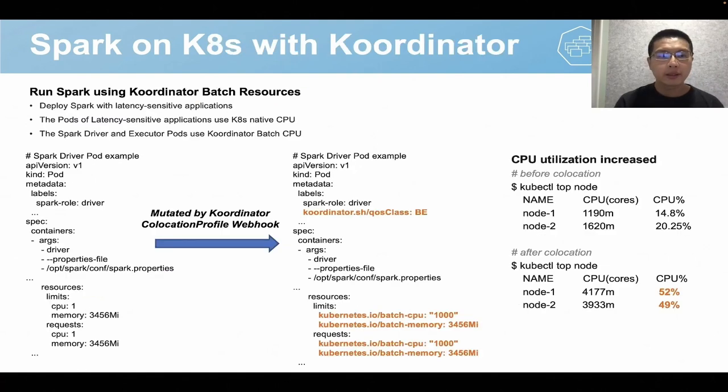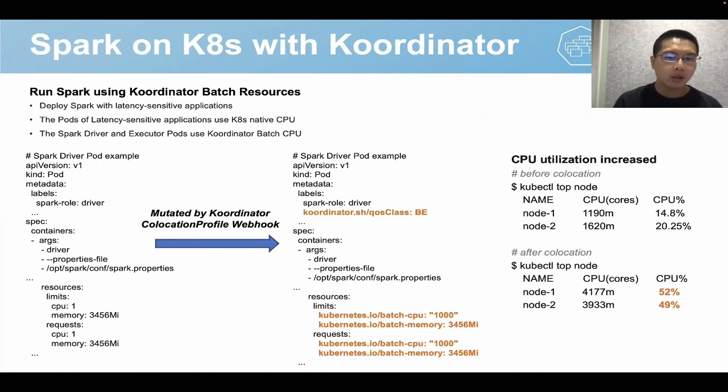We deploy Spark application and other latency-sensitive applications on the same batch of nodes. The latency-sensitive applications use Kubernetes native resources, and the Spark applications use Koordinator batch resources. It can improve the resource utilization of the cluster and reduce the cost.